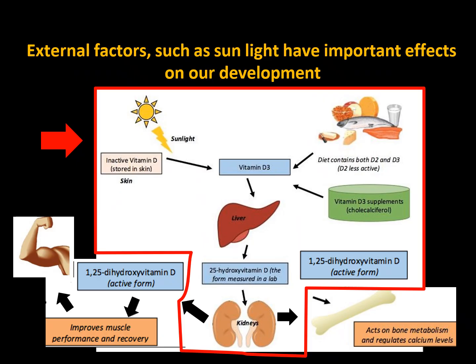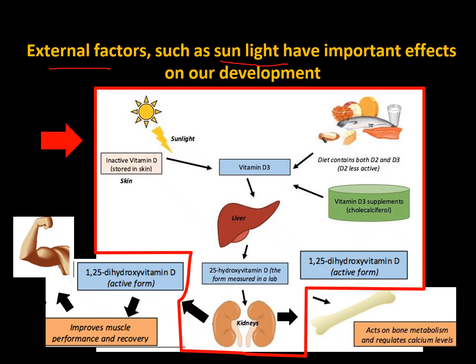To finish this section, I'm going to talk about the external factors, in this case the diet and the sunlight, and use the production of vitamin D as an example of how gene regulation requires external factors, and how changes in the external environment can change gene regulation.